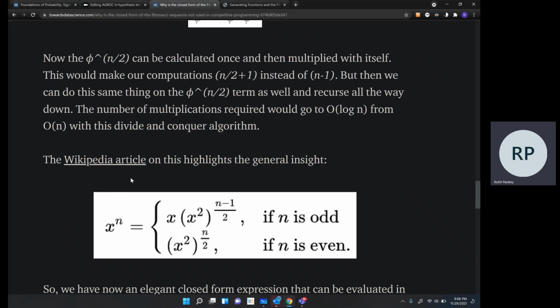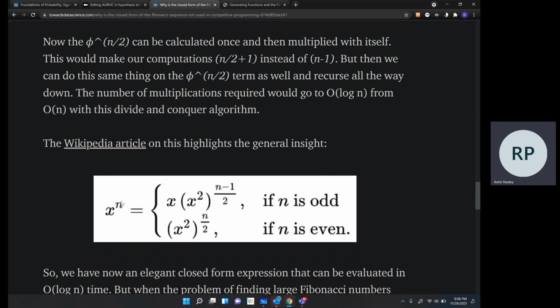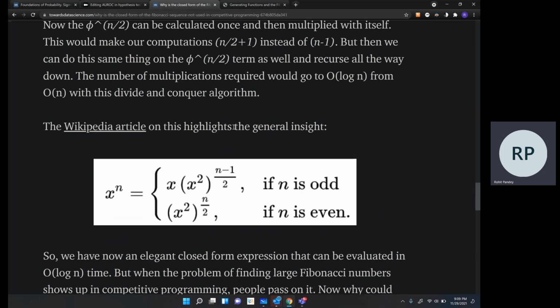And there's a Wikipedia article on fast exponentiation. The basic observation is that x to the power n can be written like this: x times x to the power (n minus 1) by 2, squared. So you just calculate x to the power (n minus 1) by 2 and then square it, if n is odd. And if it's even, then you say x to the power n by 2, squared, right, like we had up here.